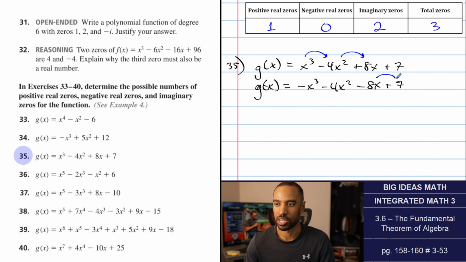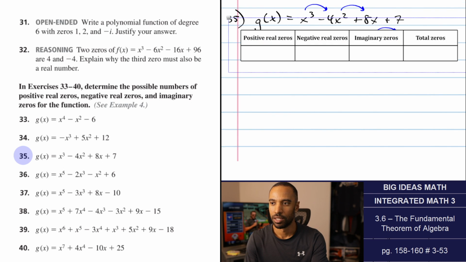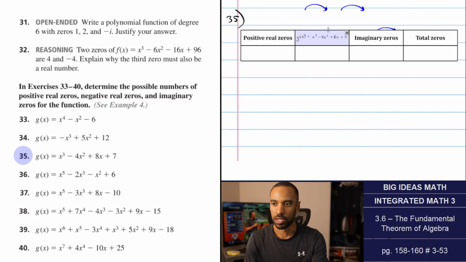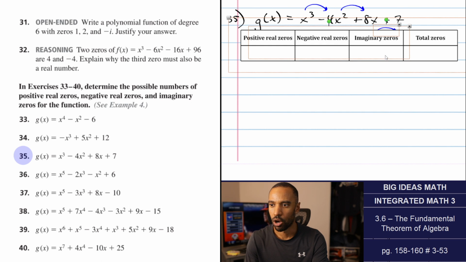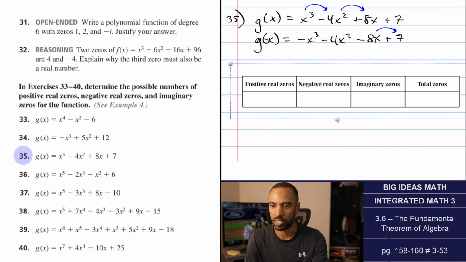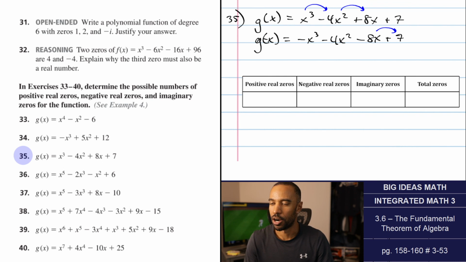This one only changes signs once right there. So given that, the positive options are 2 or 0. Remember that. Oh no, my whole thing got kaput. Let me do that one more time. I'm sorry. Whenever this thing pastes, some things get in the mix. That's digital art for you.